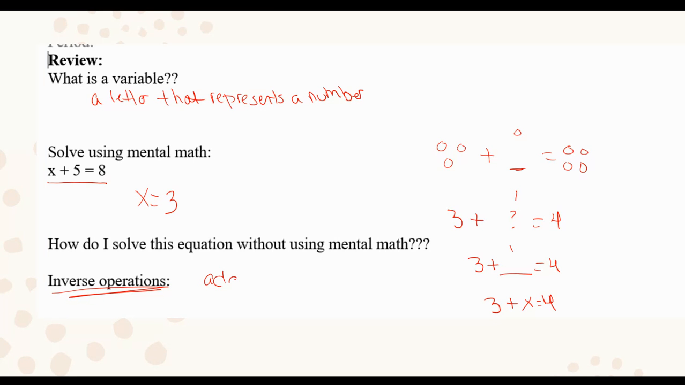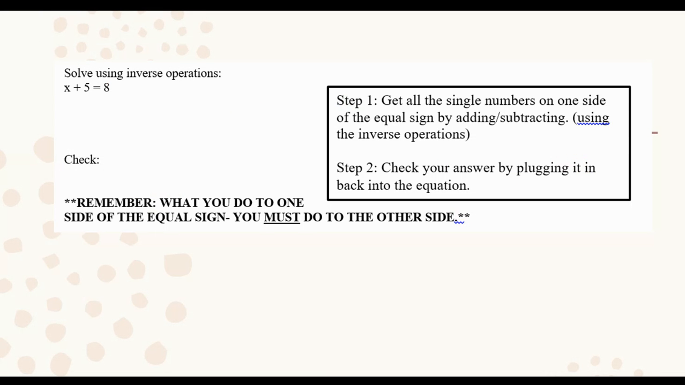So the opposite of addition is subtraction. And then multiplication, the opposite of multiply is to divide. So these will basically undo each other. So, solving using inverse operations then. Our first step here is to get all the single numbers on one side of the equal sign by adding or subtracting using the inverse operation.